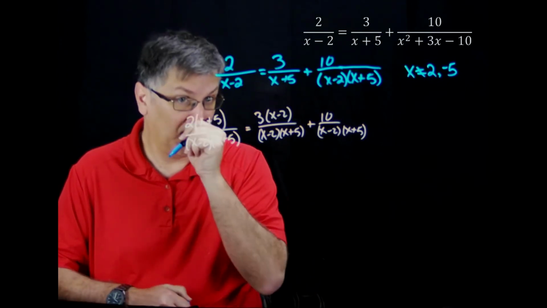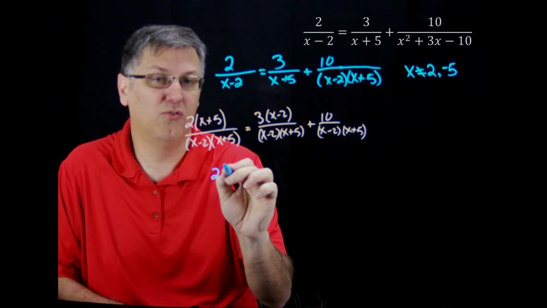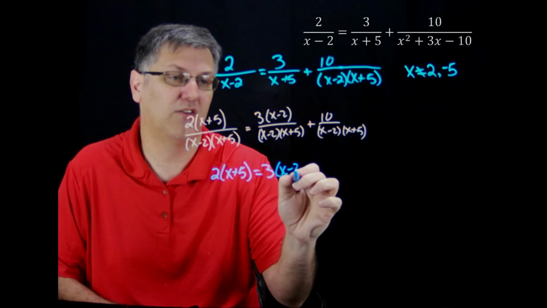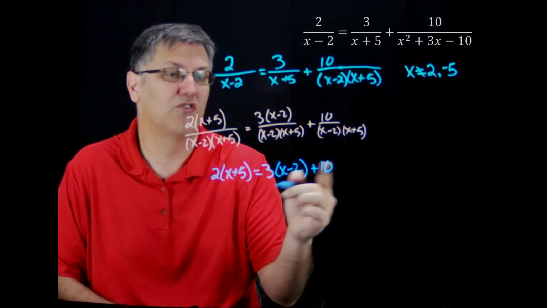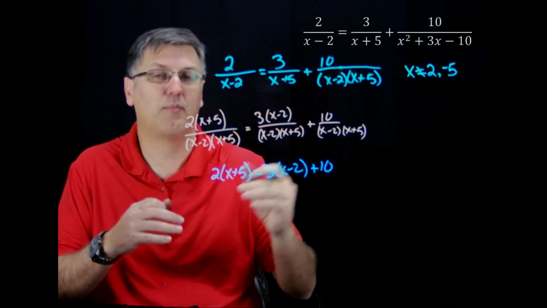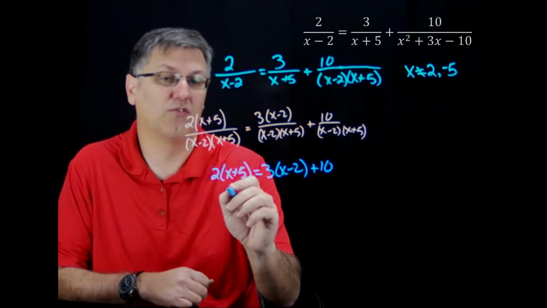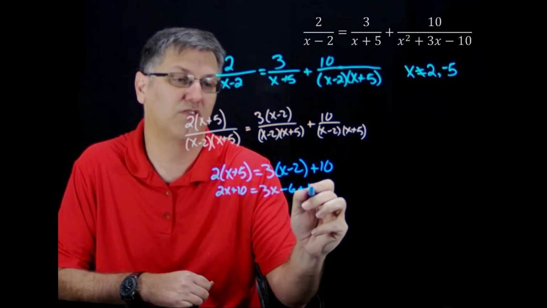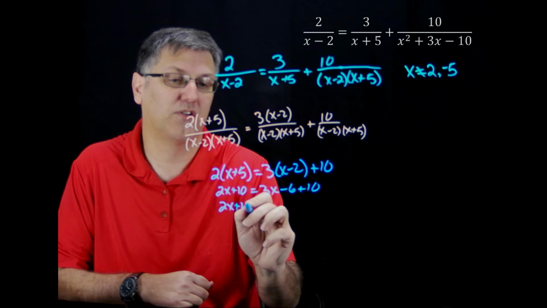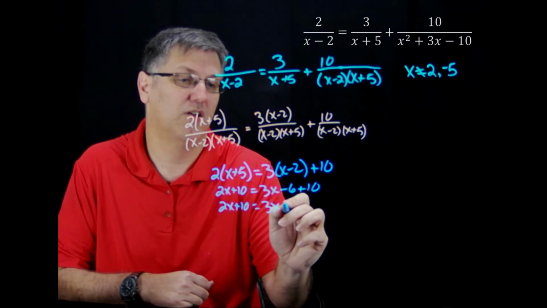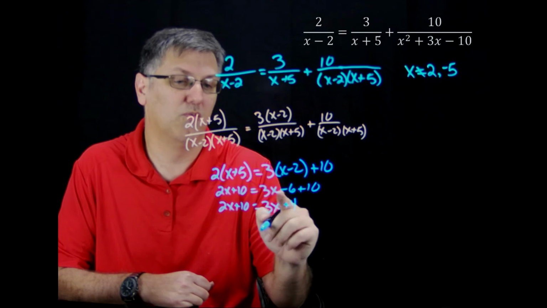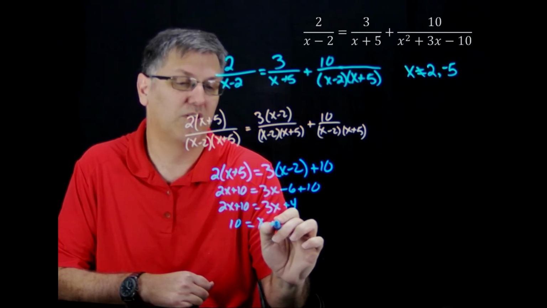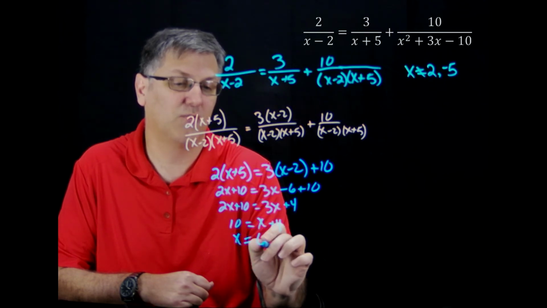The only way that this can be true is if I have 2 times x plus 5 equals 3 times x minus 2 plus 10. So I take my numerators, set them equal to each other once all my denominators match, and I'm going to solve. So now I'm going to have 2x plus 10 equals 3x minus 6 plus 10. 2x plus 10 equals 3x plus 4. I'm going to subtract 2x, so I get 10 equals x plus 4, subtract 4, and I get x equals 6.